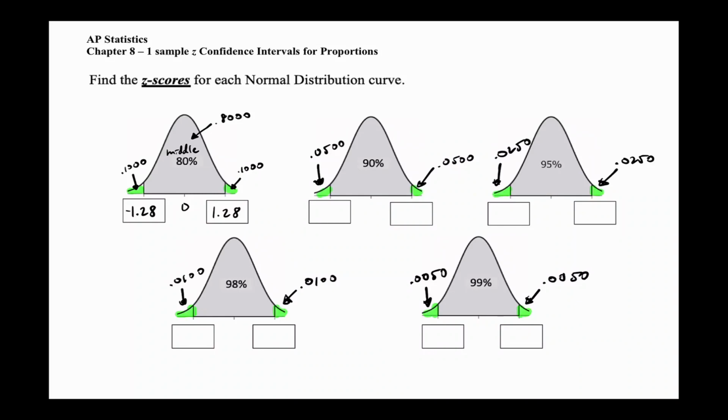All right, so the first one we did, negative 1.28 and positive 1.28. And then the middle 90%, the two edges, this one's kind of in between negative 1.64 and negative 1.65. Either one of them's okay.